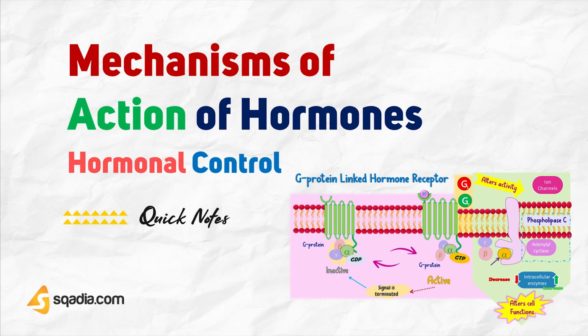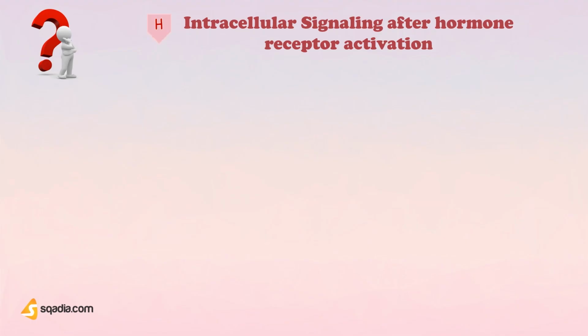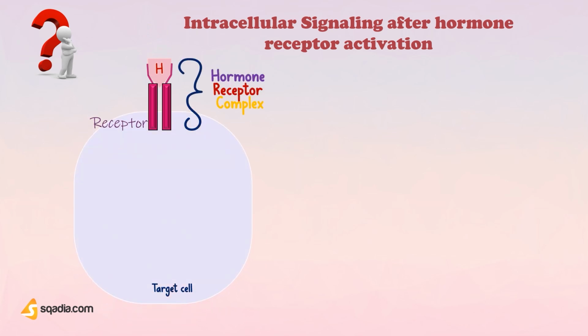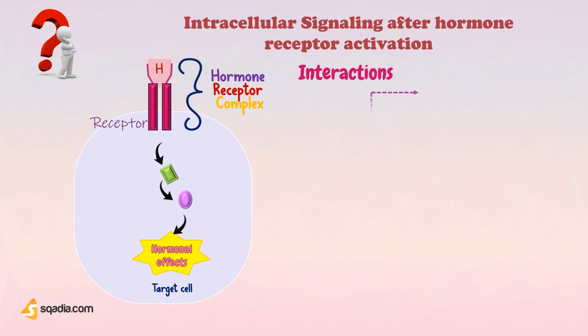In this section, we will be looking at the mechanisms of action of hormones. First, can you tell what is the intracellular signaling after hormone receptor activation? Well, almost without exception, a hormone affects its target tissues by first forming a hormone receptor complex. Formation of this complex alters the function of the receptor, and the activated receptor initiates the hormonal effects.